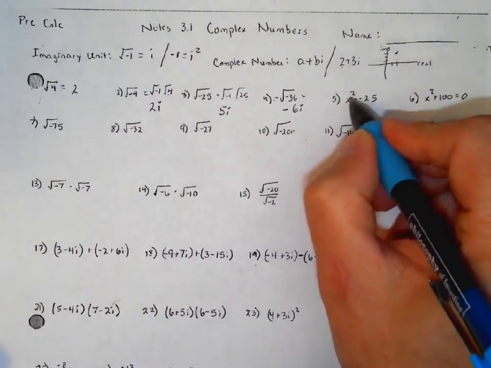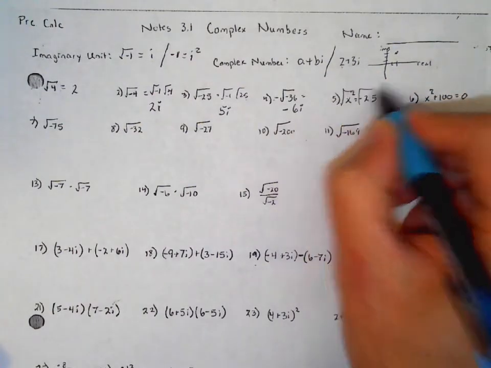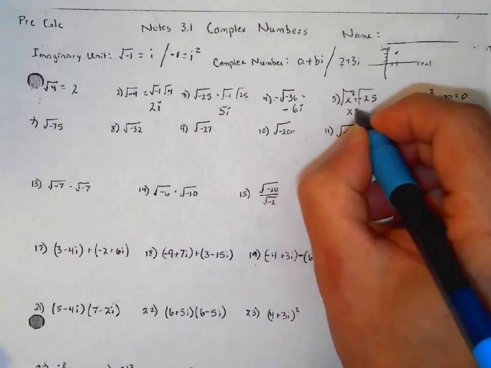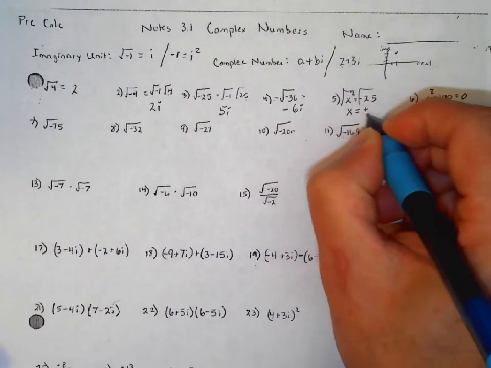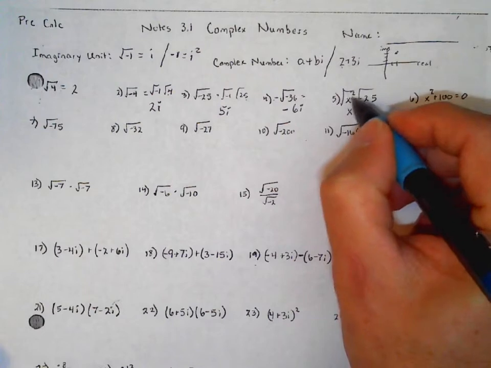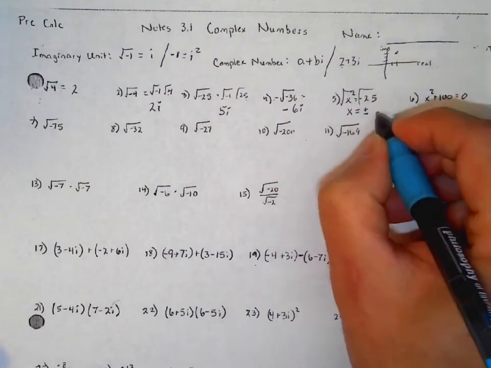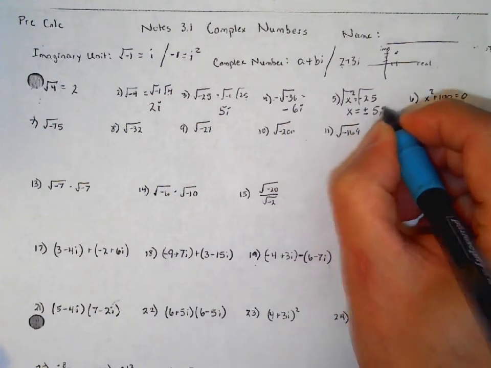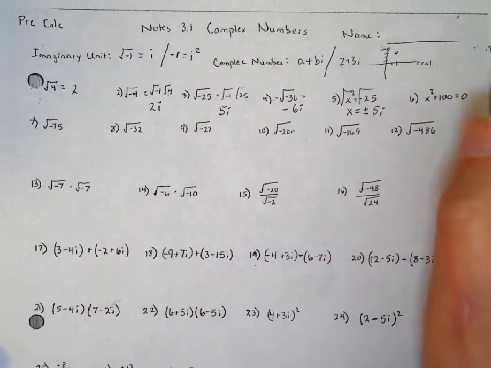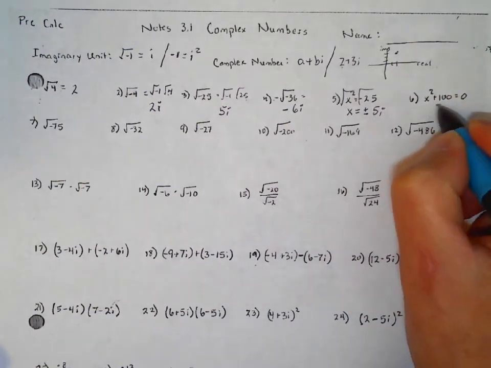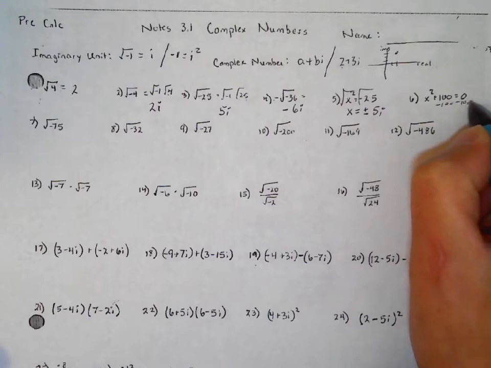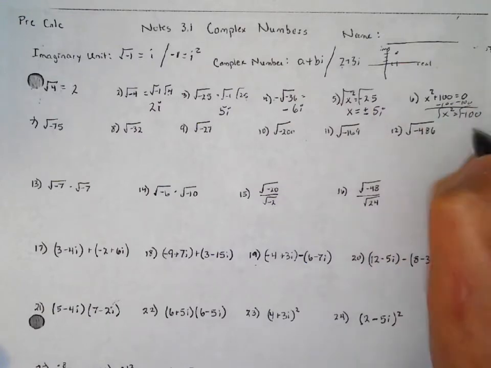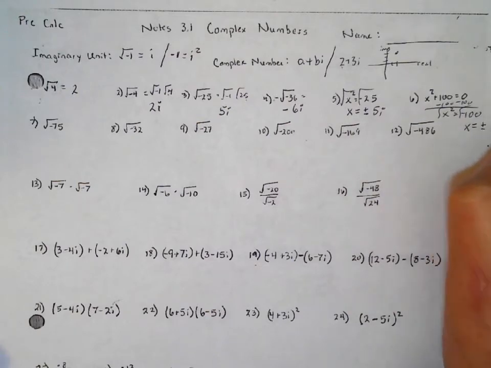Also, if you're solving an equation like this, remember taking the square root of both sides. So you get x equals, and hopefully you remember this, plus or minus, right? And the square root of -25 would be 5i, so 5i and -5i would be your answers. To solve this one, you could subtract 100 to the other side and take the square root, and we get an answer of, yes, you're right, plus or minus 10i.